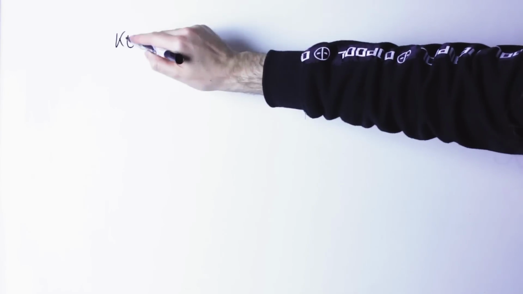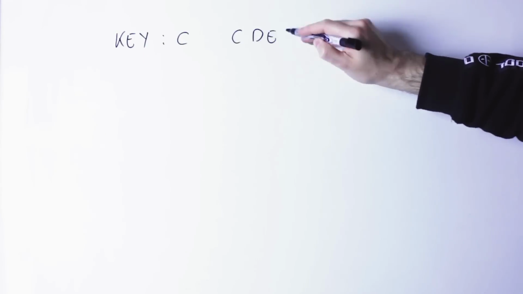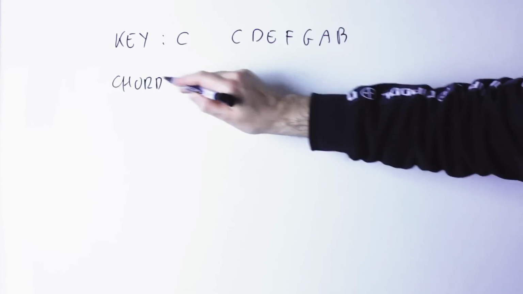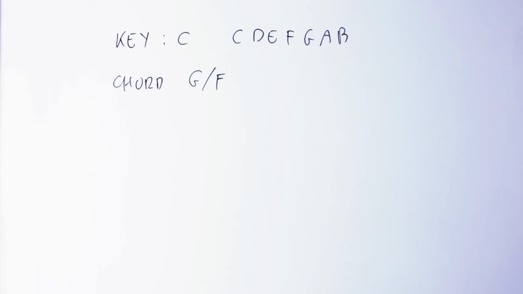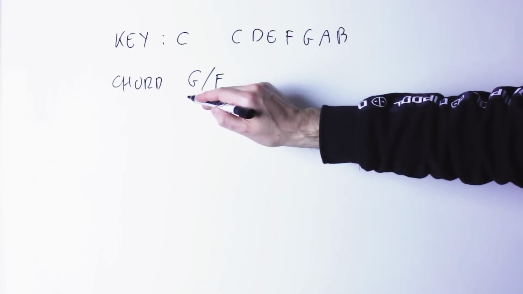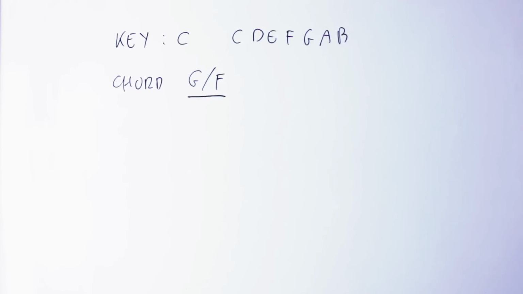Now, since G7 is the fifth chord in the key of C, let's work in the key of C that has notes C, D, E, F, G, A, B. First we do everything for G/F, and then we see what we can do with the other third inversion chords in the key. So again, this chord is unstable by itself, which means that it needs to be resolved.